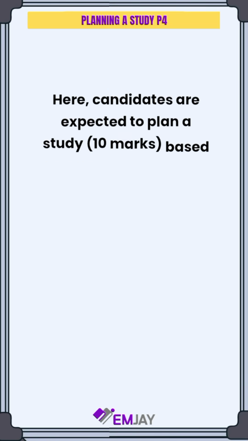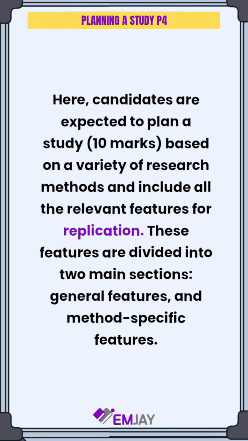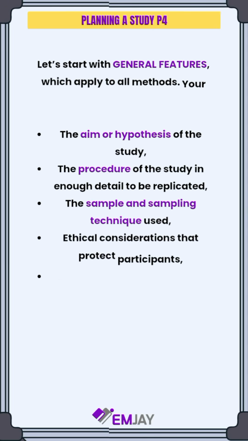Here, candidates are expected to plan a study, 10 marks, based on a variety of research methods, and include all the relevant features for replication. These features are divided into two main sections, general features and method-specific features. Let's start with general features, which apply to all methods.